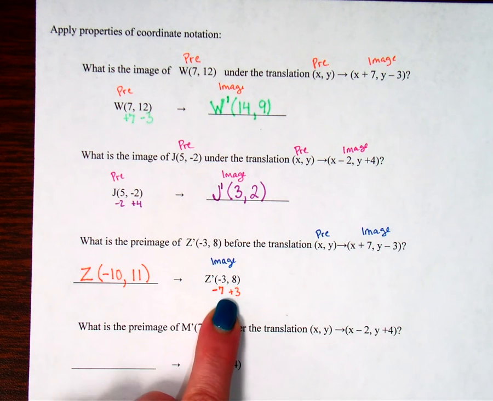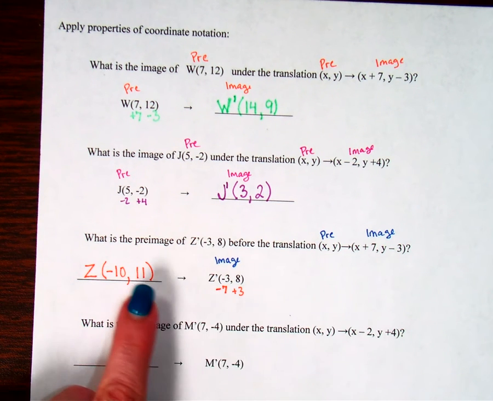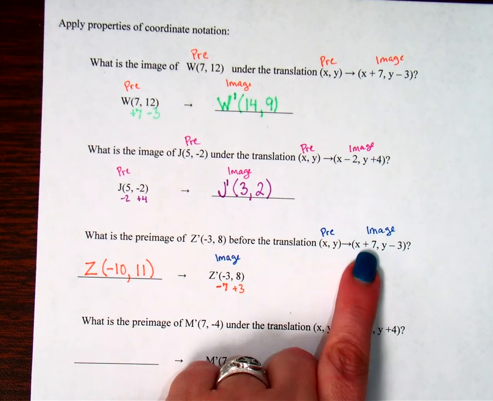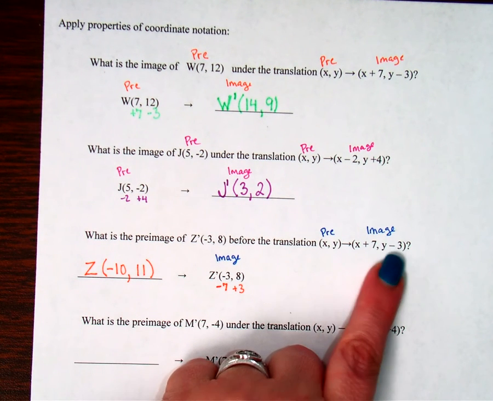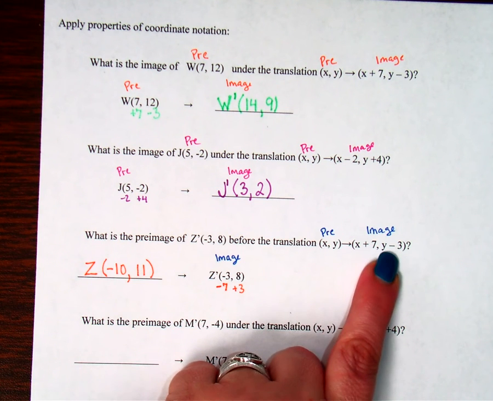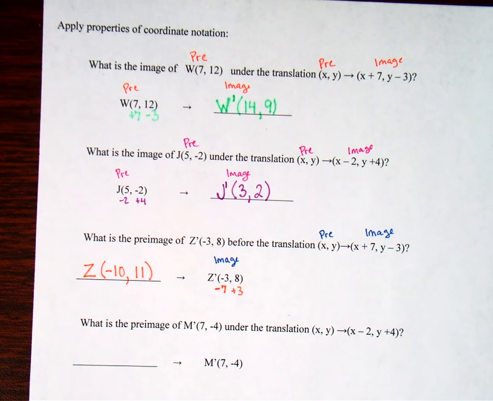So again, if they give me the image and they're asking me what is the pre-image, I have to do the backwards, the opposite, or the inverse functions of what's in my coordinate notation. Okay, let's do one more like that.